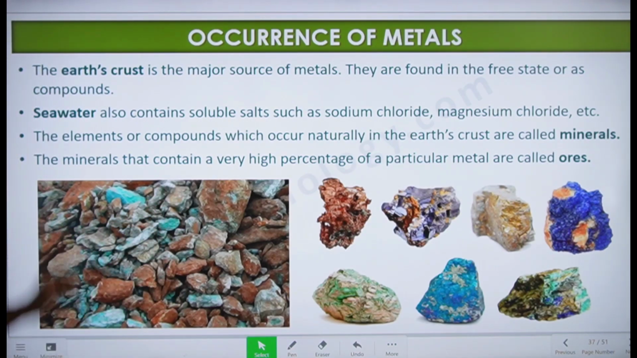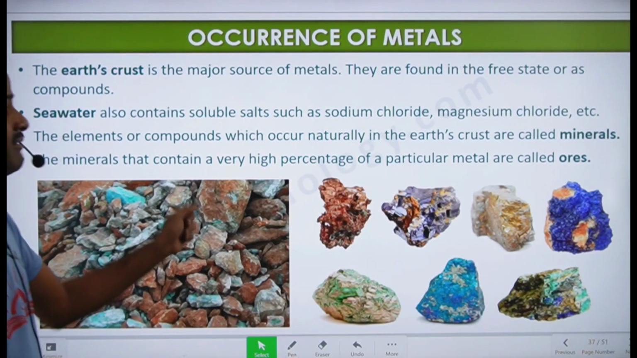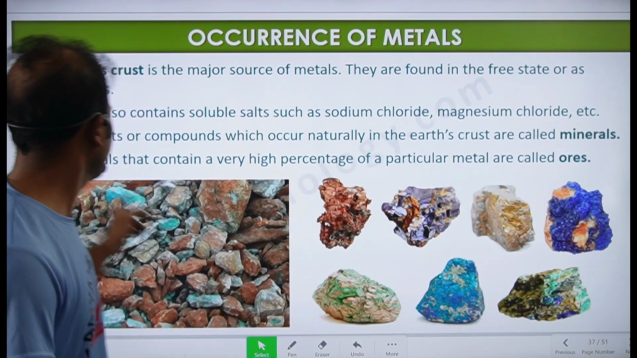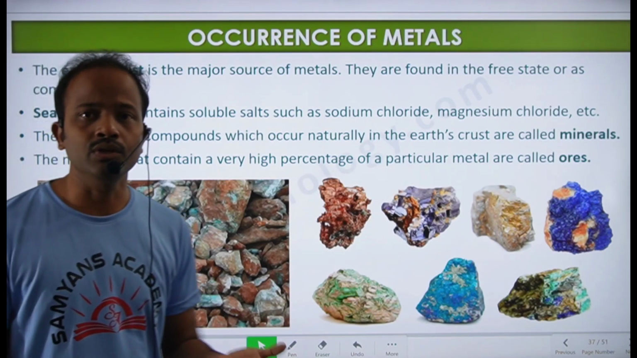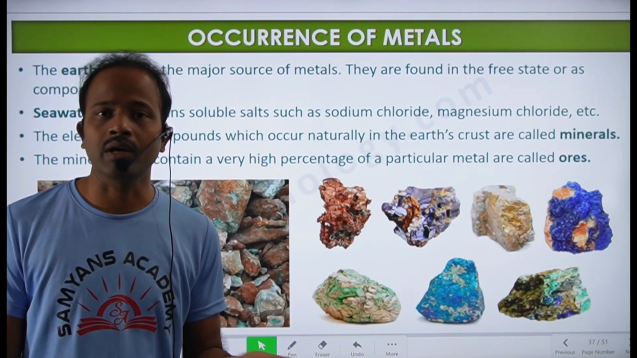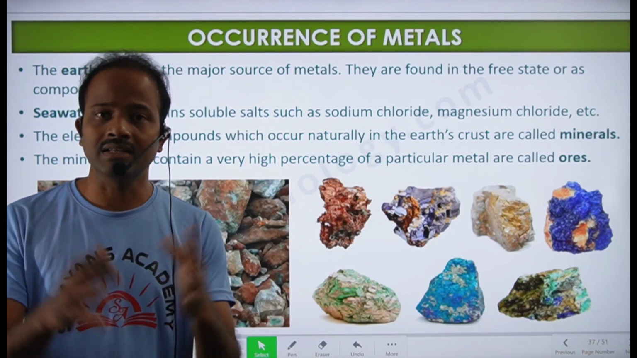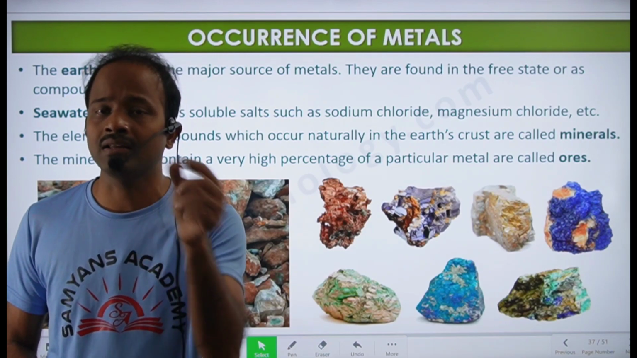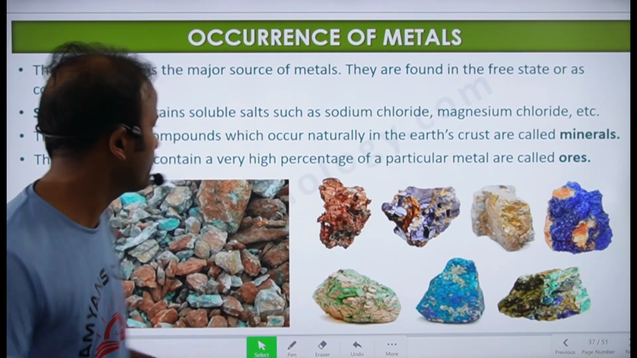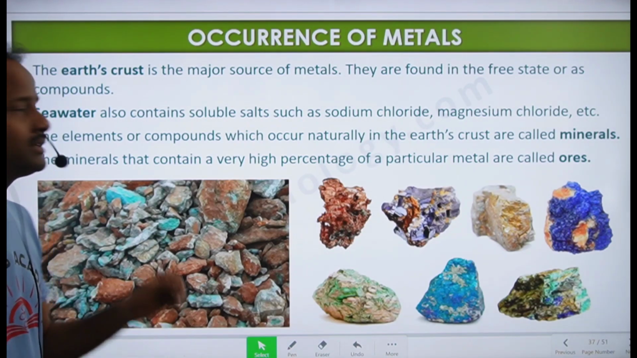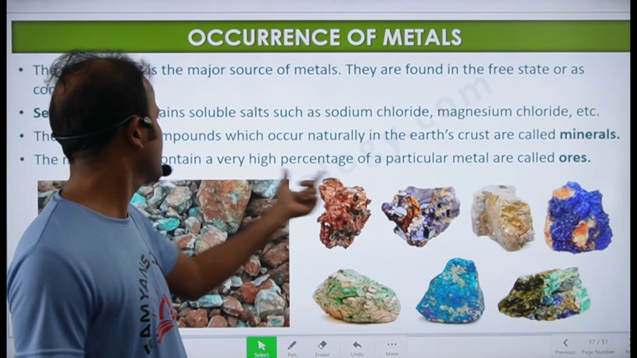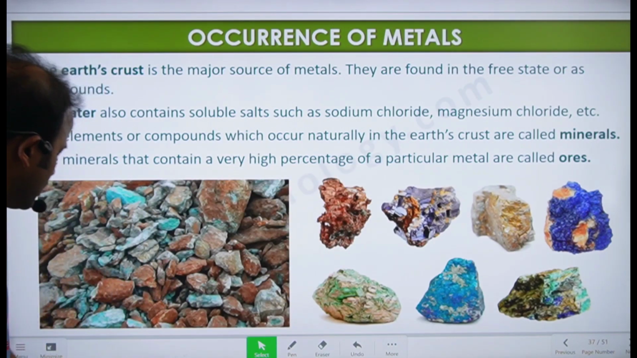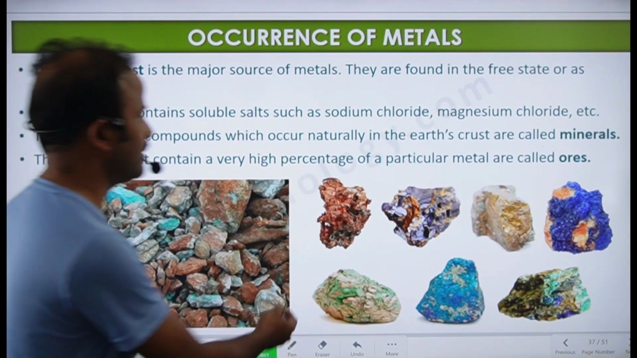And what is an ore? Minerals that contain a very high percentage of a particular metal are called ores. For example, take copper sulfide ore, Cu2S, which is also called galena. Mercury sulfide is cinnabar. In cinnabar, the mercury metal is higher in percentage, so we call it an ore. Ore means the concentration of the particular metal is high. Here I have given some ores.